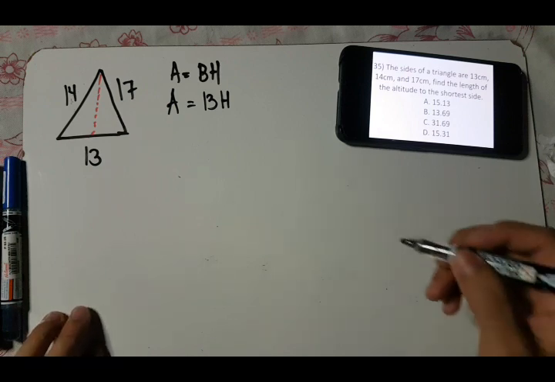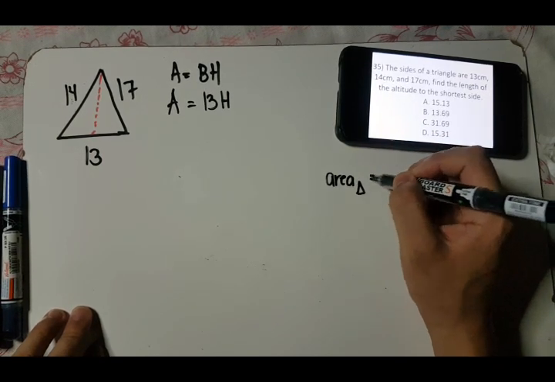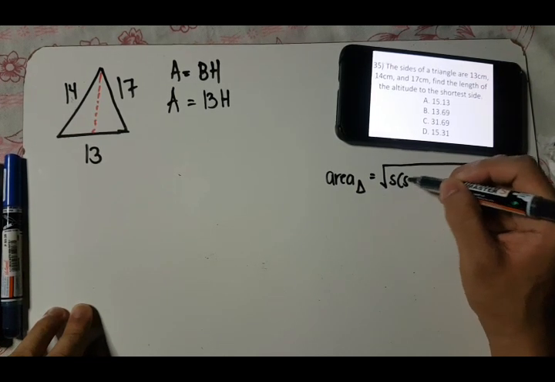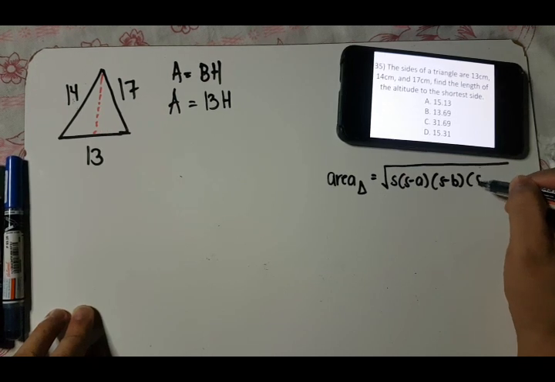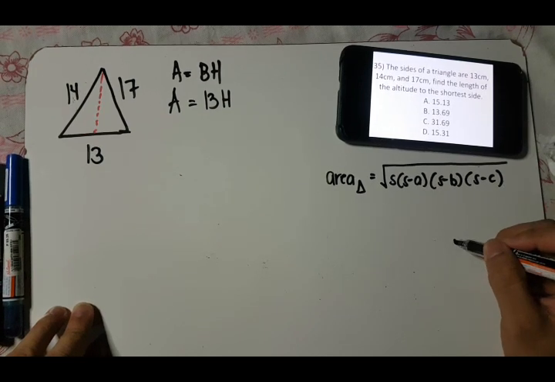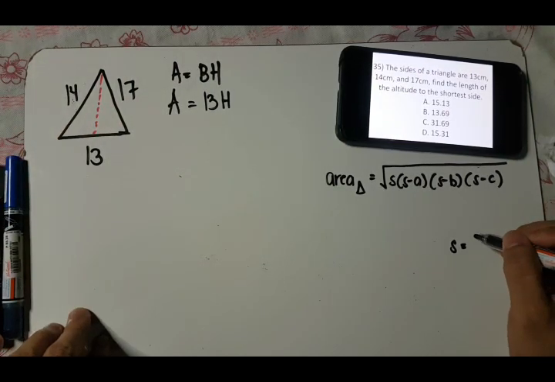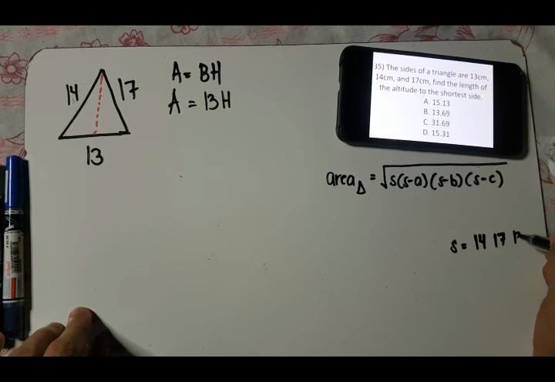So, ano po ba yung Heron's formula? So, area of a triangle is equal to square root of s times (s minus a), (s minus b), and (s minus c). Wherein si s po is the semi-perimeter of the triangle. So, paano po natin makukuha yung semi-perimeter of the triangle? So, just add the sides of the triangle. So, 14, 17, and 13. So, add this.